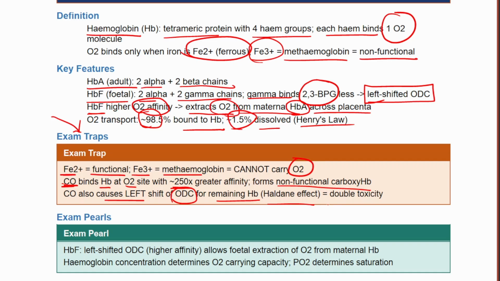Finally, cement these foundational concepts from our exam pearls. The left-shifted oxygen dissociation curve of hemoglobin F represents a higher affinity profile, which is the exact mechanical reason why fetal extraction of oxygen from maternal hemoglobin across the placenta is possible. Always separate capacity from saturation. The overall hemoglobin concentration determines the absolute oxygen carrying capacity of blood, whereas the ambient partial pressure of oxygen, or PO2, is the sole factor that determines hemoglobin saturation.